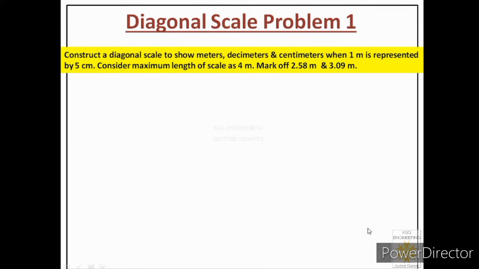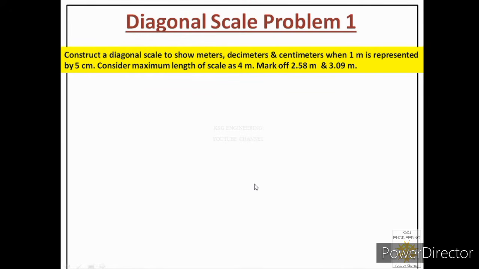Now before constructing diagonal scale, we first have to see the definition of diagonal scale. In the previous lecture, we learned about the definition of diagonal scale and we learned that diagonal scale is obtained after dividing the smallest division on the plane scale further into some equal number of parts by using diagonal principle. So from this definition, it is clear that in order to construct diagonal scale, first of all, we have to draw plane scale.